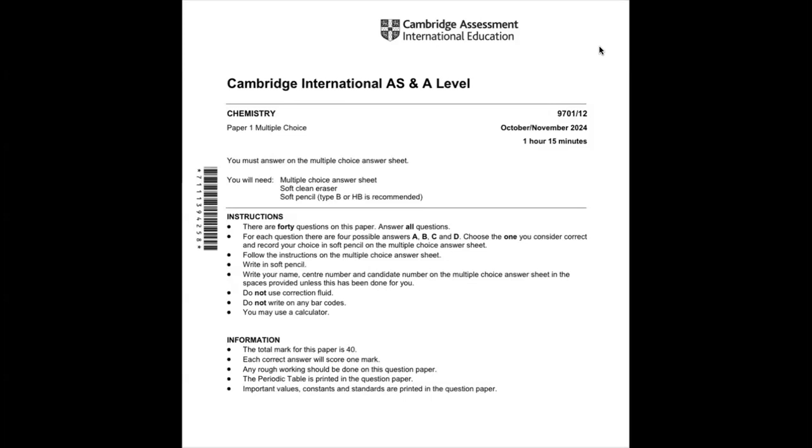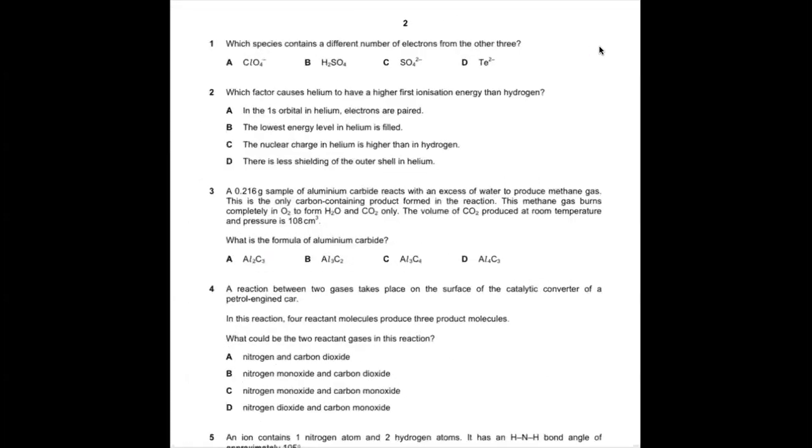Assalamu alaikum everyone. So today we are going to do Chemistry AS 9701 Paper 1 Variant 2. It's multiple choice questions, October/November 2024. Let's start with question number 1.